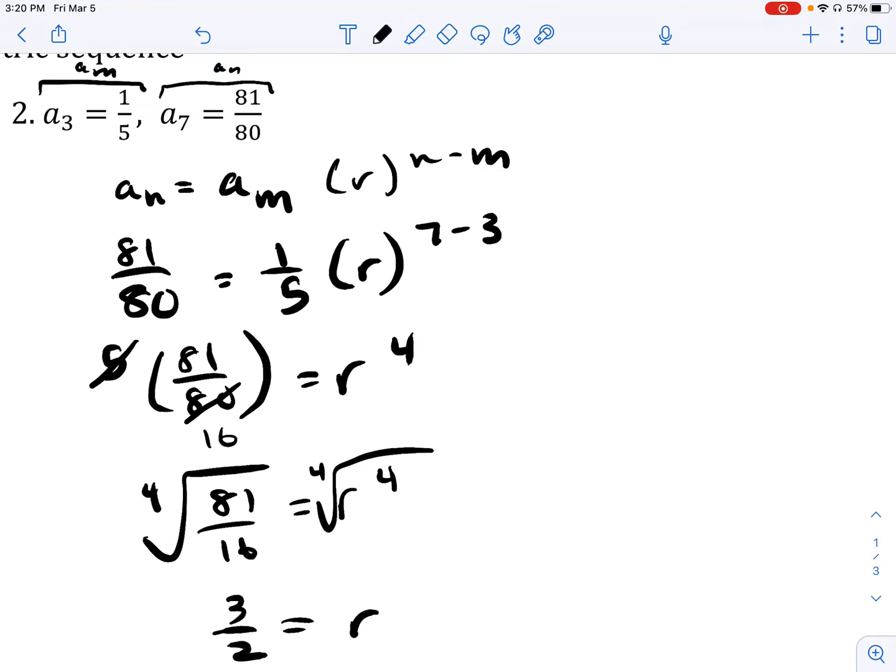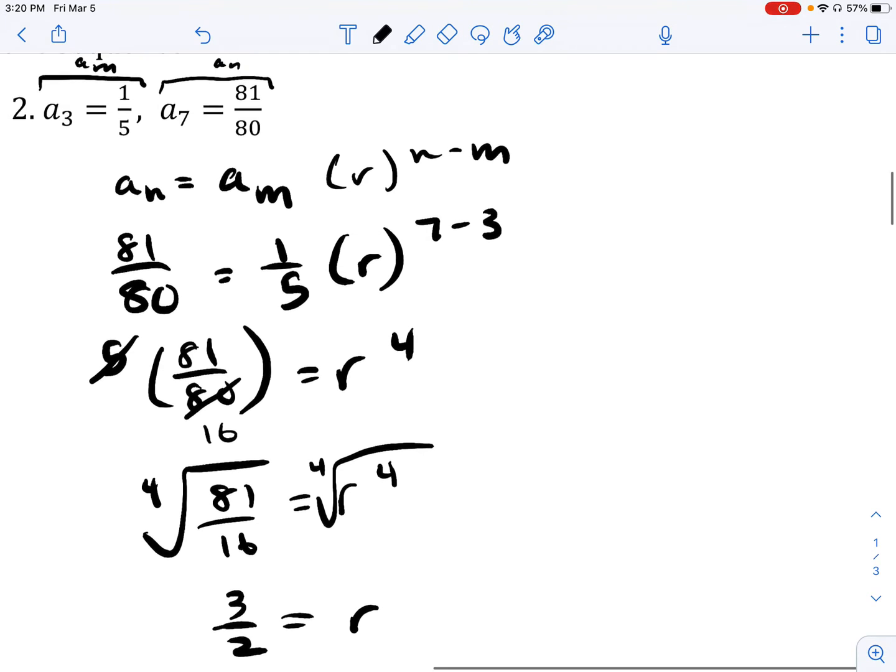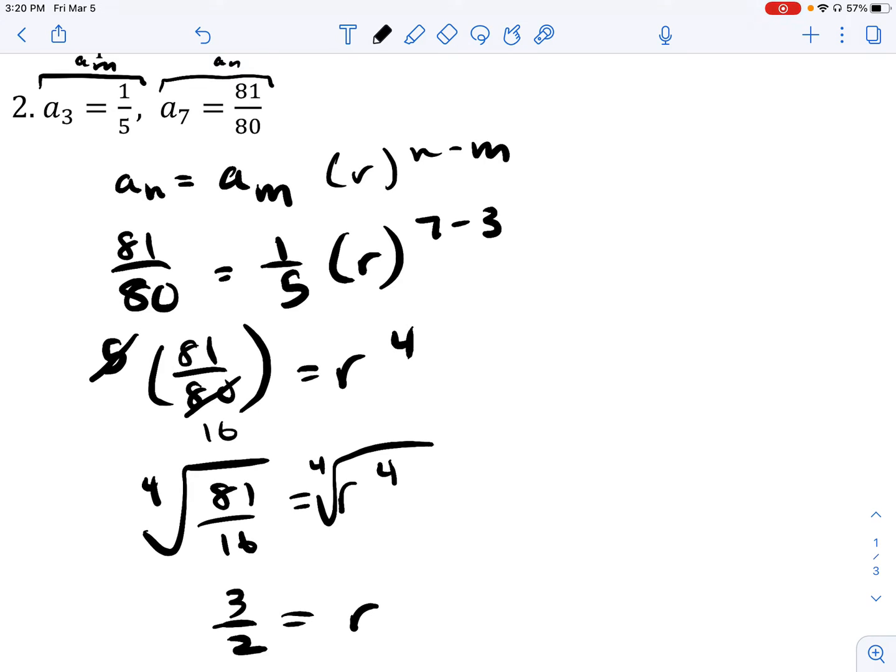Now, before we move any further, ask yourself, have I missed anything here? And the answer is a resounding yes. Anytime I'm taking an even root, I've got to make sure I consider the plus or minus. So think about the implications of this. What we're saying here is our common ratio could be positive or negative. Given that we're given only the even number terms, there is a possibility that my common ratio could be negative 3 over 2.